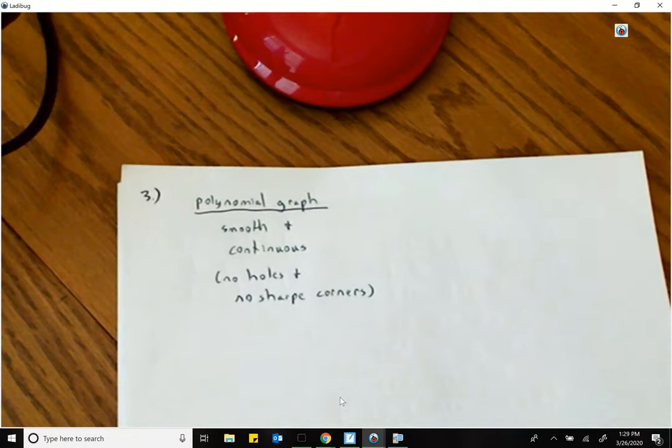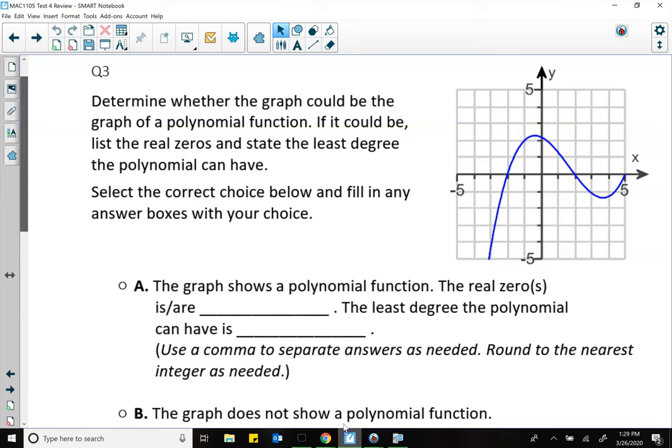Okay? So if we go up here, in other words, as long as I don't have any sharp points, like an absolute value type graph, we're okay. A hole, you would see an open circle, and then your graph would pick up somewhere else. To be smooth and continuous, your pen should be able to follow the graph without lifting up or stopping because of a corner. Your graph would flow nice and smoothly and continuously. And so you saw my cursor run along the graph, and this graph is smooth and continuous. So this is a polynomial function, because the graph is smooth and continuous. So we would select A.